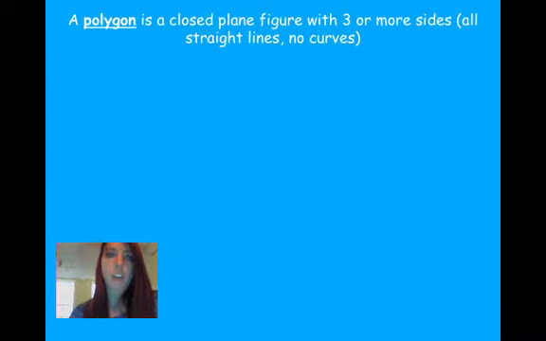Alright, so first of all, write this definition down. A polygon is a closed plane figure with 3 or more sides. Basically, all that means is that you're going to have all straight lines in a polygon and you can't have any curves. Also, something that looks like this is not a polygon because it has curves, okay? Because the top part of the heart is curved. All the lines on a polygon have to be straight.